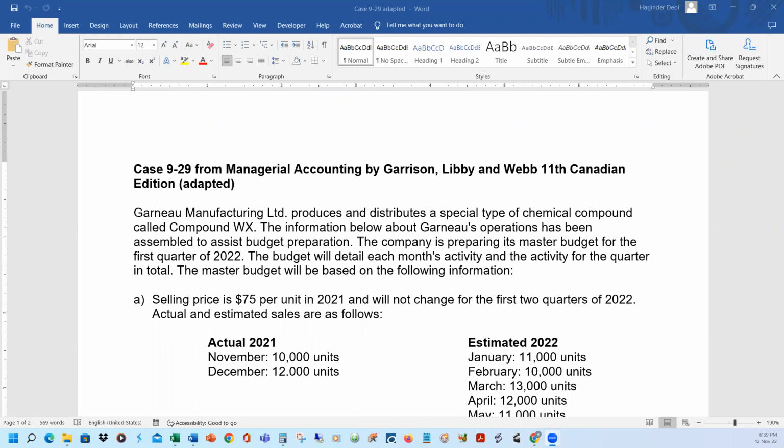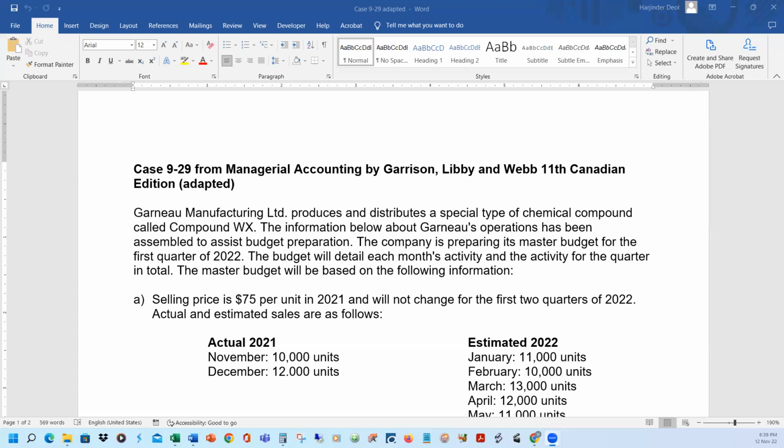Hello. In this video, we will walk through an example of a master budget process. This is case 9-29 from the textbook Managerial Accounting by Garrison, Libby, and Webb, the 11th Canadian edition, published by McGraw-Hill, Canada. The case has been adapted, so it's not exactly the same as the one that appeared in the 11th edition of the textbook.